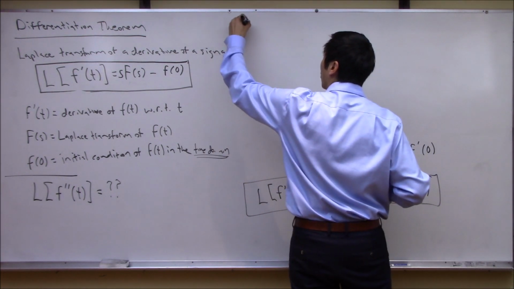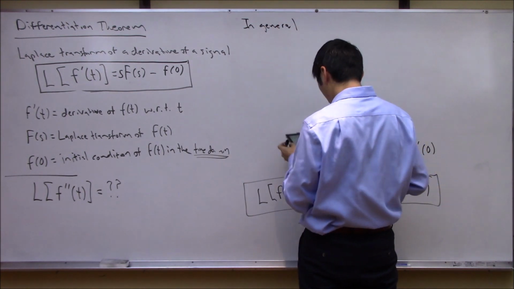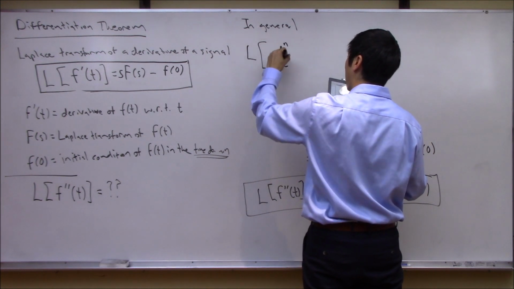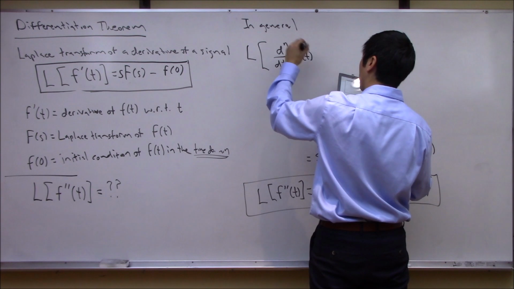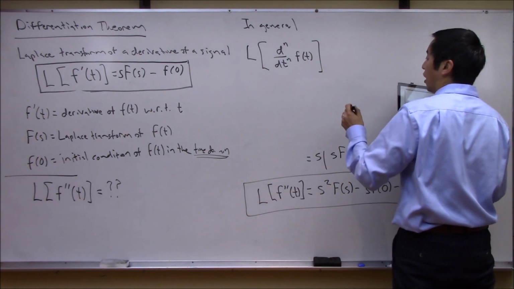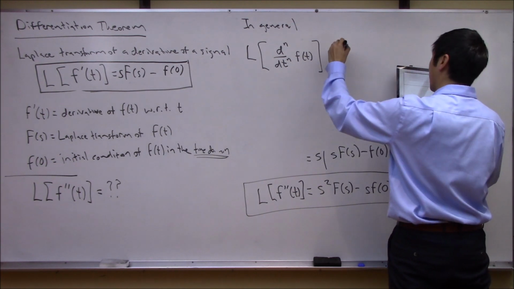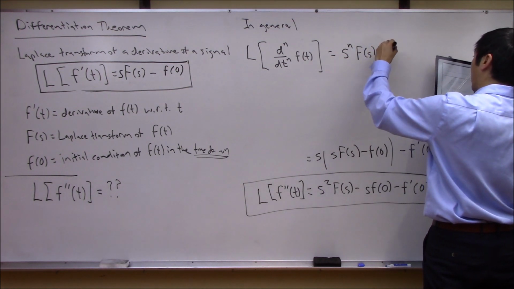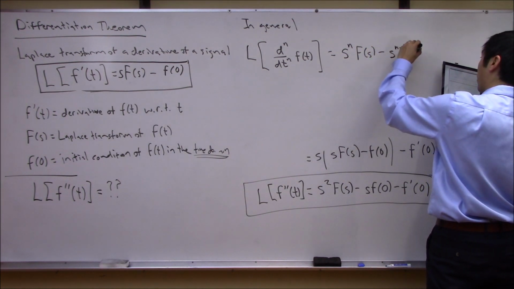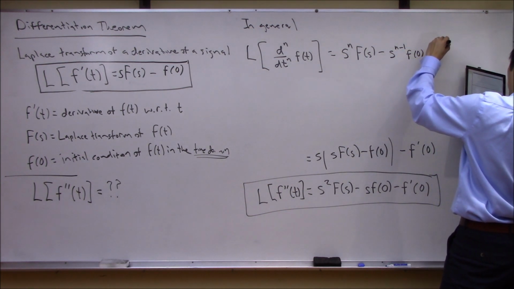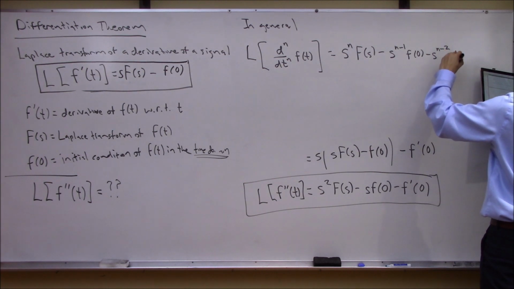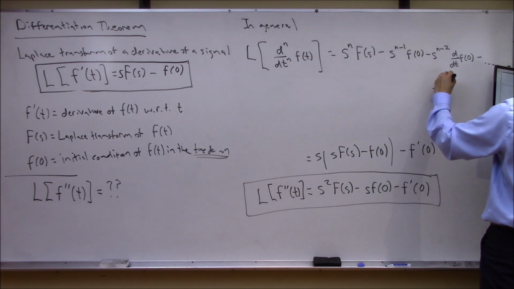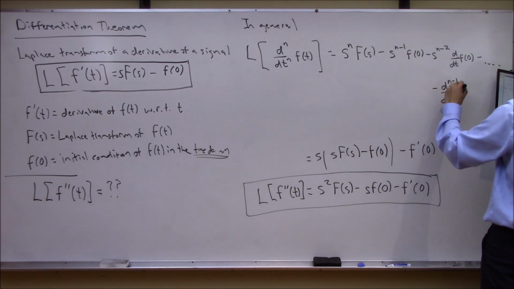So in general, if you want the Laplace transform of the nth time derivative, so let's write it like this, d dt to the n of f of t, this is going to look like s to the n f of s minus s to the n minus 1 f0 minus s to the n minus 2 the first time derivative, f0, minus all the way down to d to the n minus 1 dt to the n minus 1 f0.